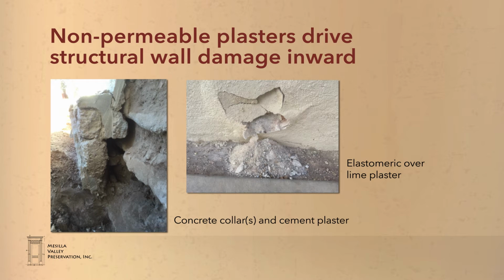These two photos illustrate the damage that non-permeable plasters and coatings can cause. The photo on the left shows historical attempts to repair salt damage with a concrete collar and cement plaster. We're looking at a cross-section here where the concrete and stucco have been cut off to allow wall repair. We can see that there have been multiple efforts to repair the damage with concrete.